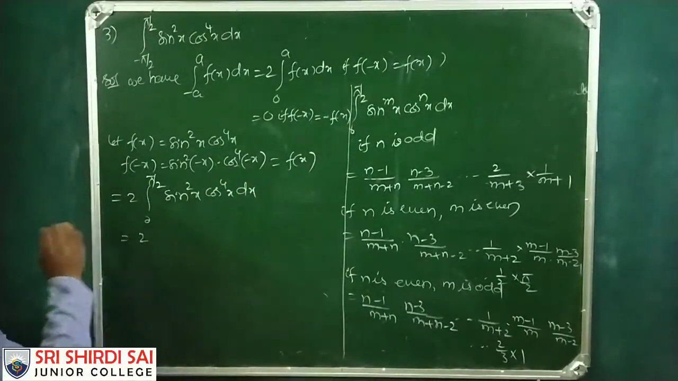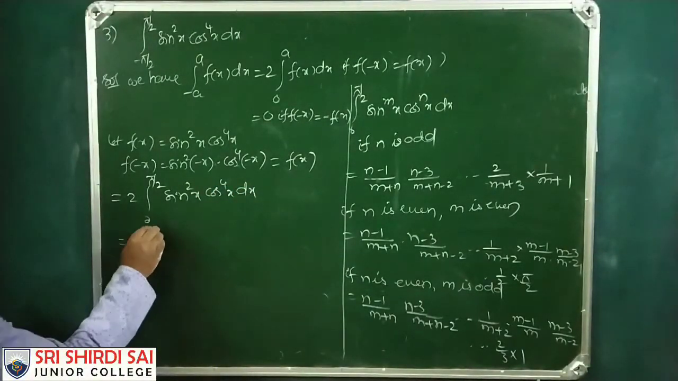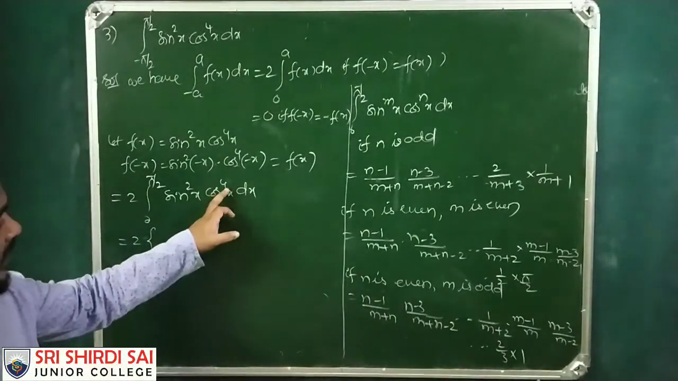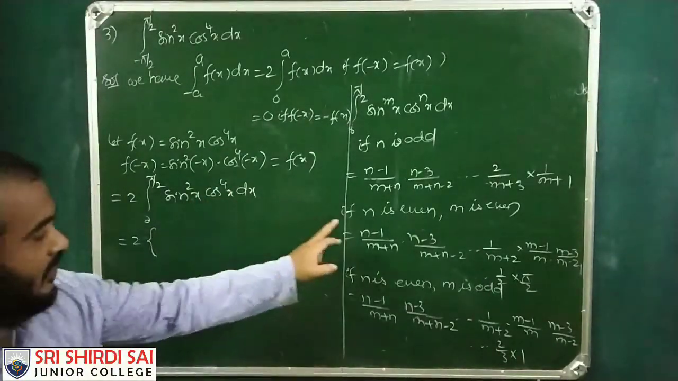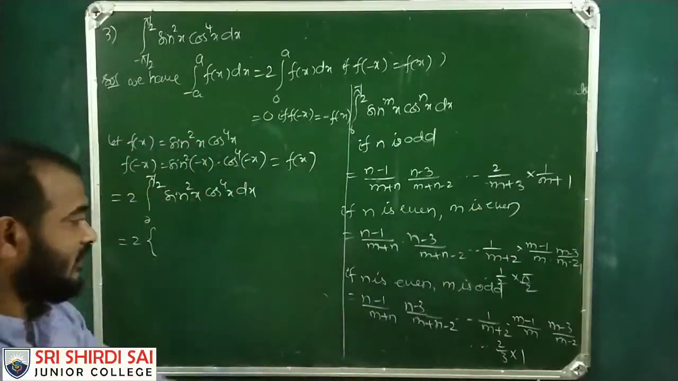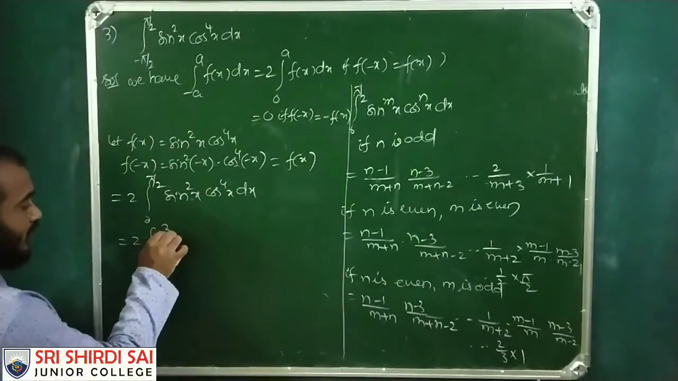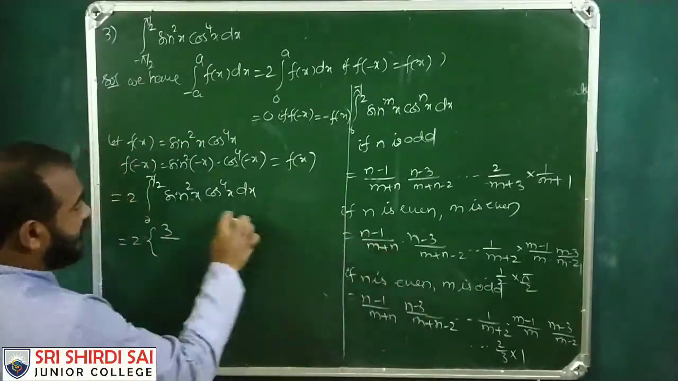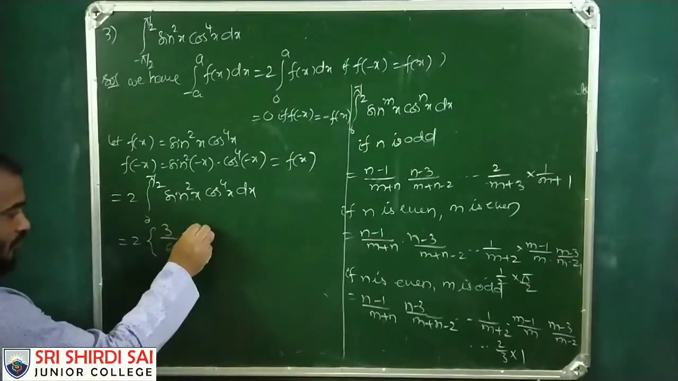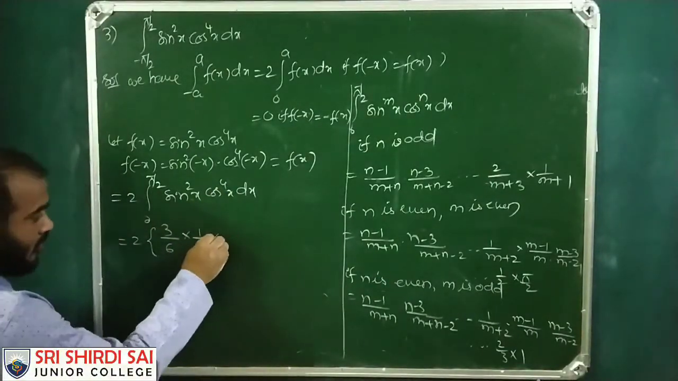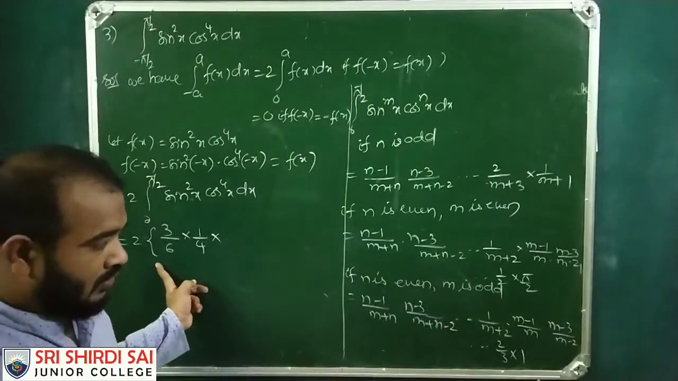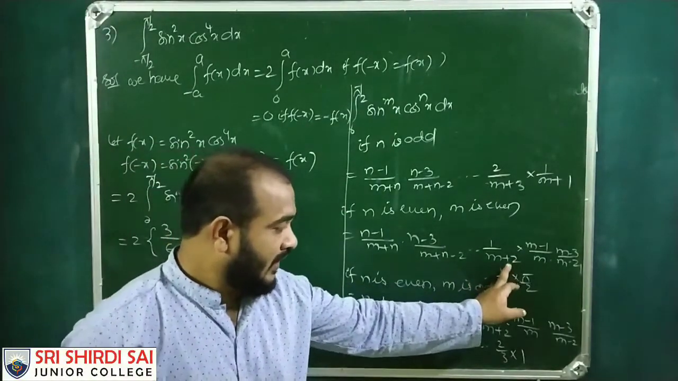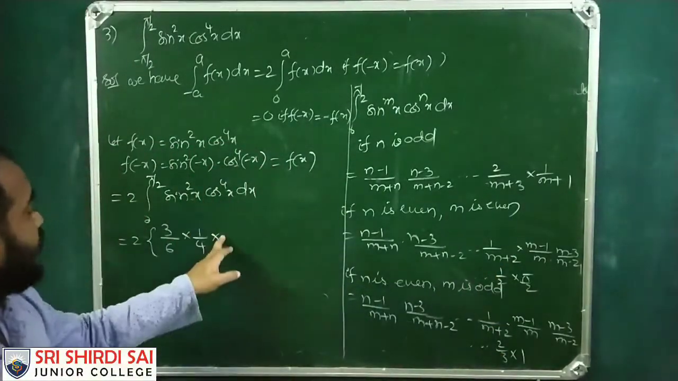So this is equals to 2 into, n is even, m is even case, n minus 1. So 4 minus 1, 3 by m plus n, 2 plus 4, 6. Further reduction is possible, 1 by 4. Further reduction is not possible. And let us check with the last one. M plus 2 is 2 plus 2, 4.